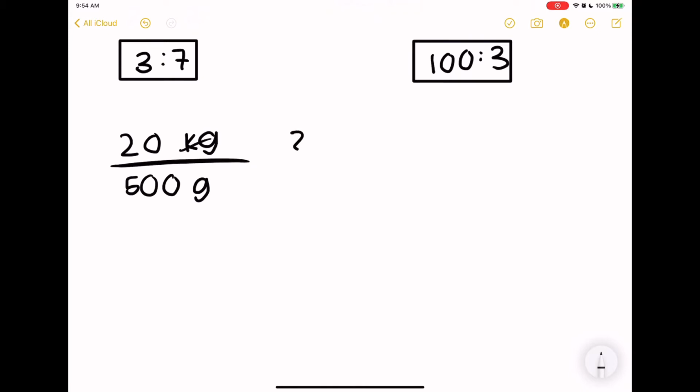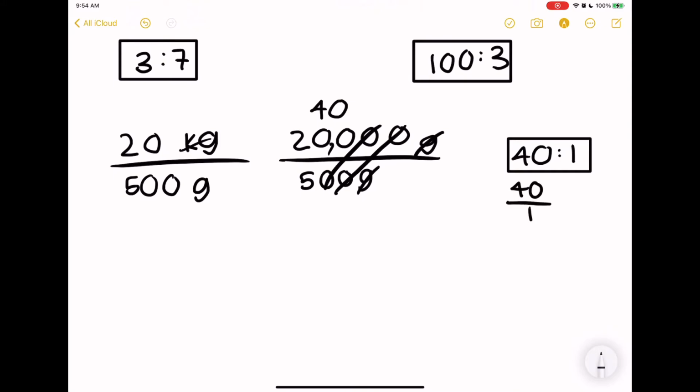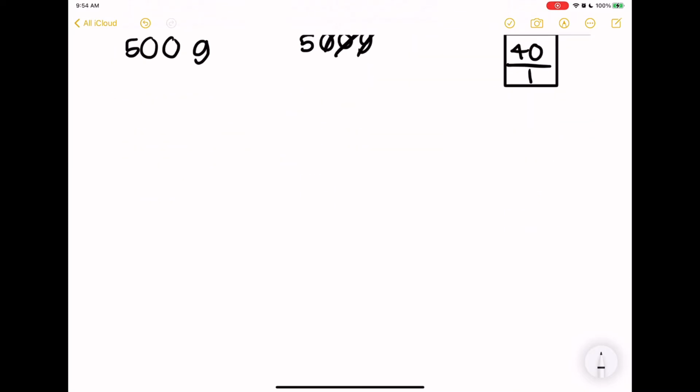Next, let's do another problem. 20 kilograms over 500 grams. So we'll get 20,000 grams over 500 grams, and when we cross out the grams and simplify all the zeros, we'll get 40 to 1. You can also write this as 40 over 1. It just depends on what you prefer writing. Ratios are simply just simplified, and if you want more word problems with ratios, make sure you tell me that you want a part 2 for this video so I can focus more on those.